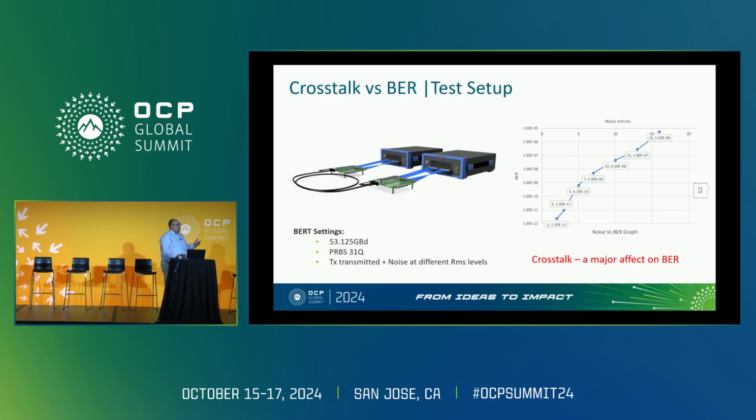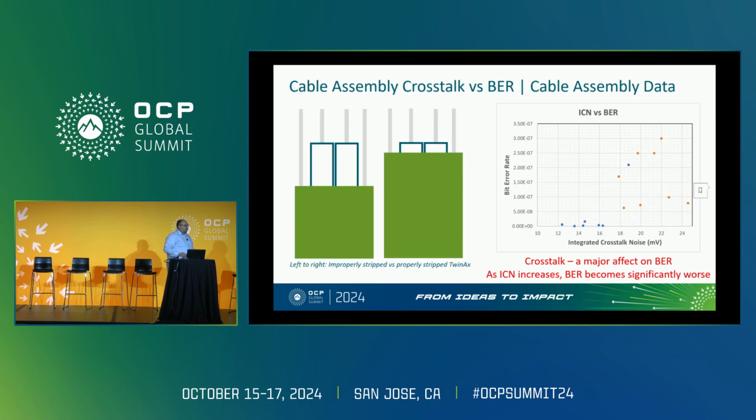We did a little bit more research on this, and we took 2 cable assemblies. On one cable assembly, the foil was stripped very long. And when I say long, I mean maybe 1.5 to 2 millimeters. So it's less than your fingernail, okay? And then we took another cable assembly that was stripped, let's just say, 0.5 millimeter. And what we saw is a major effect on bit error rate.